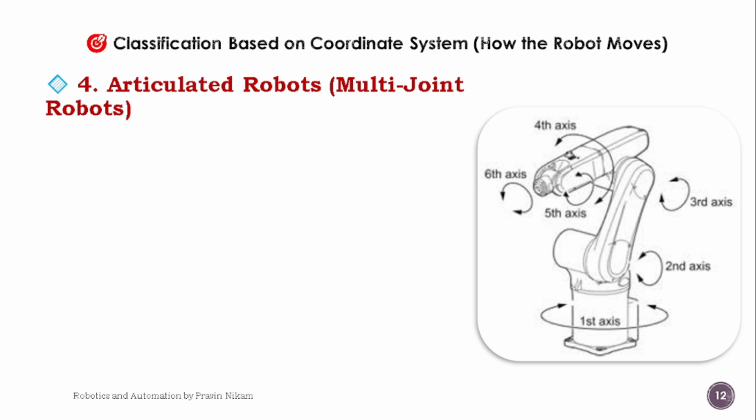Then the fourth type is articulated robots, that is multi-joint robots. You can see in this diagram, many joints are there. This is first, second, third, fourth, fifth, like this. Six axes are there. This is first axis. It can rotate along this second axis. It can rotate along this third axis. It can also rotate along this fourth axis, and along fifth axis and sixth axis.